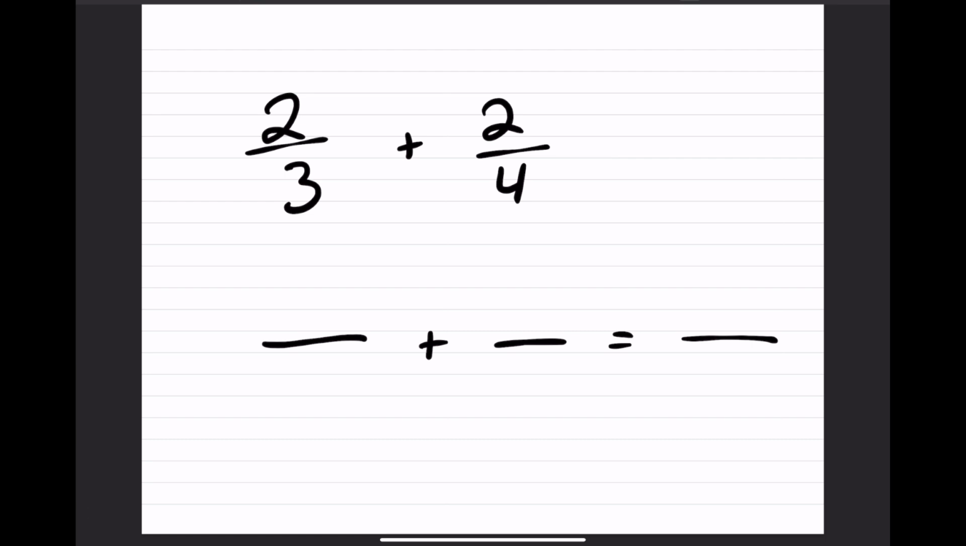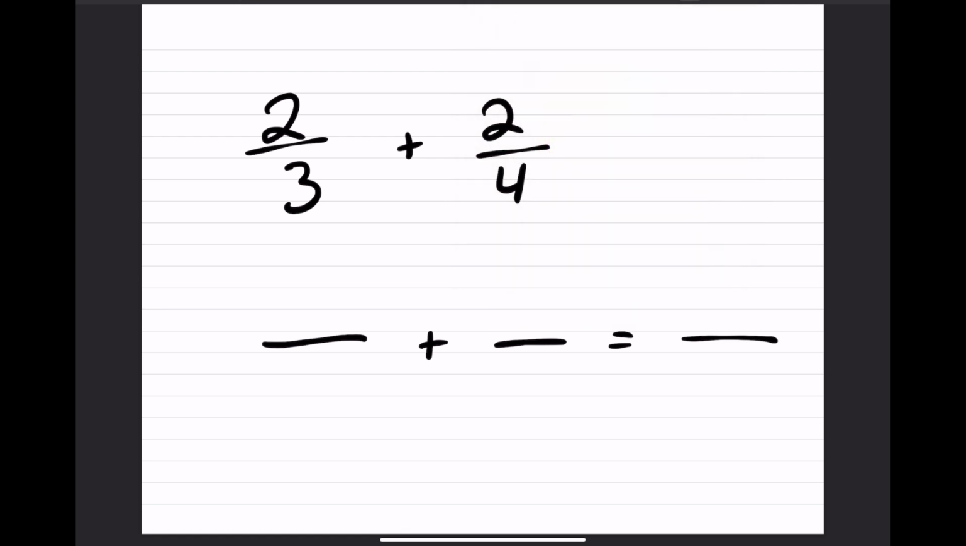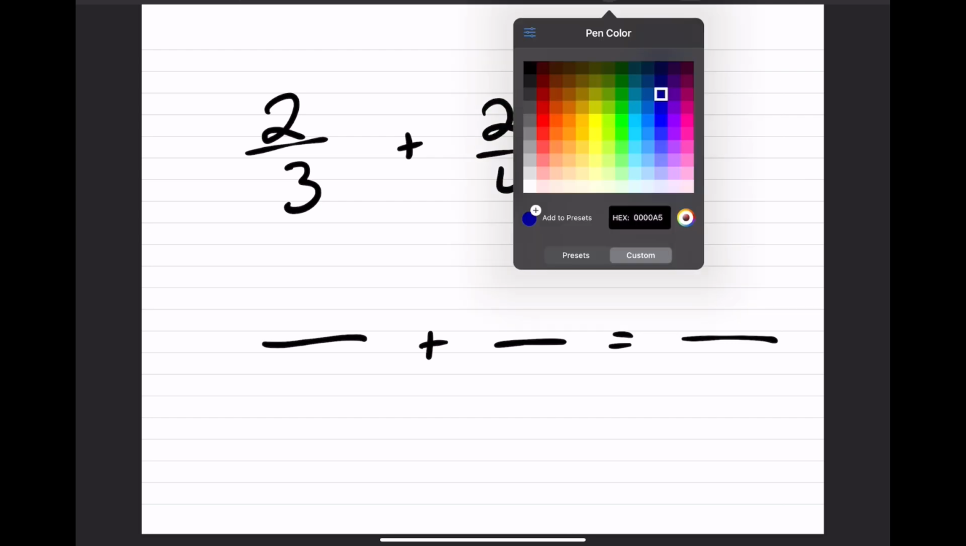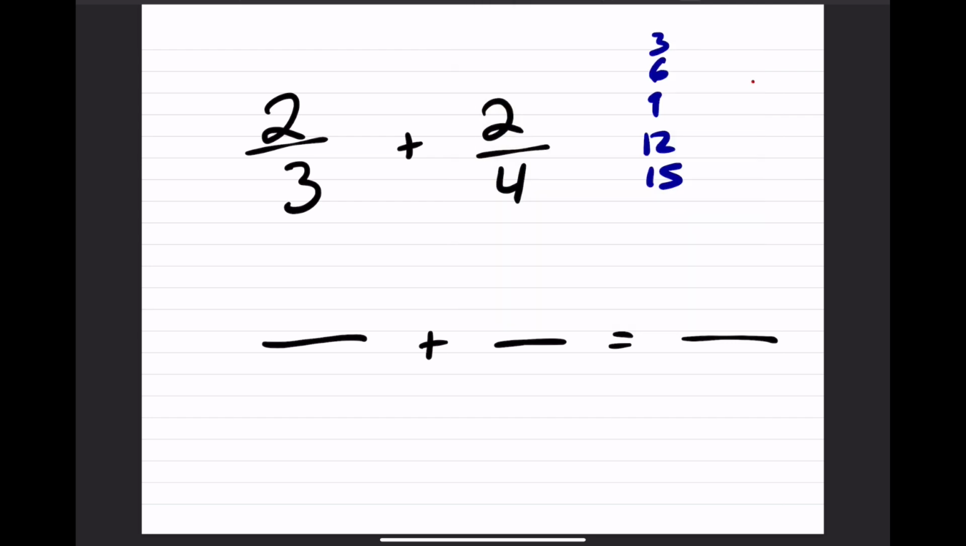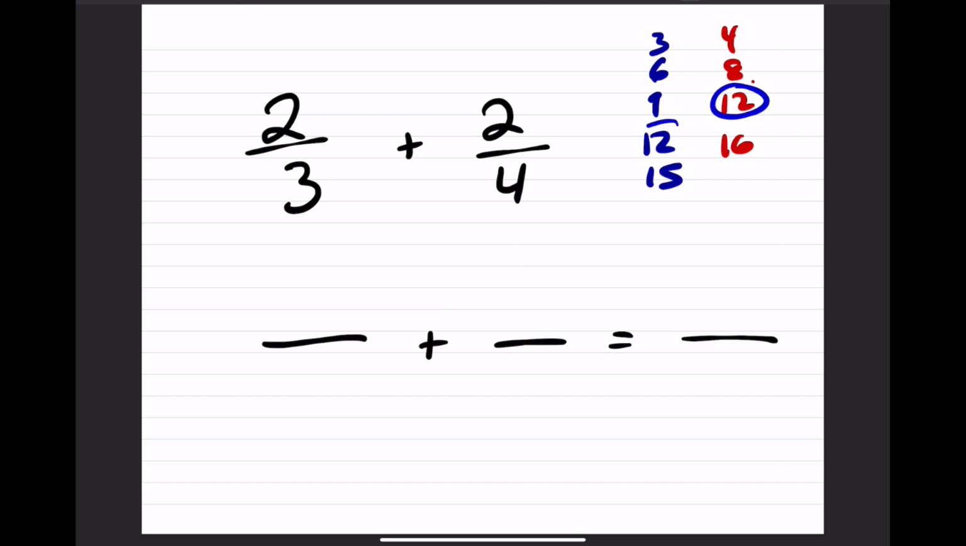So if I have 2/3 and 2/4, let's start by checking out those denominators. They're not the same, right? 3 and 4. So I'm going to start by listing out some multiples. 3, 6, 9, 12, 15. Then I'm going to do the same thing for the 4. So we've got 4, 8, 12, 16. We already have one that's the same. They both have this 12 in them. So what I'm going to do is try to convert them to both be out of 12.